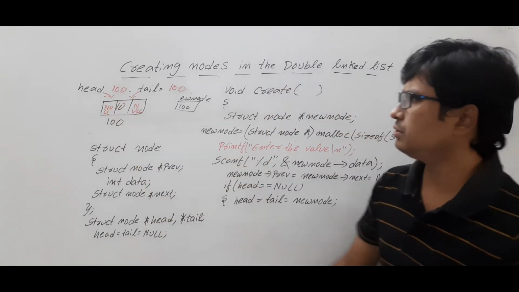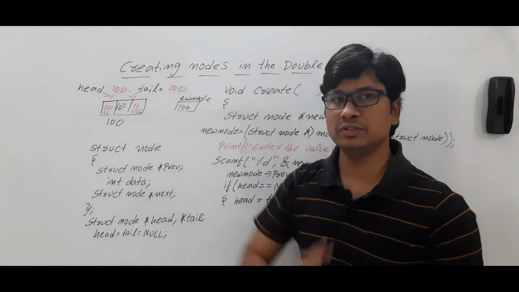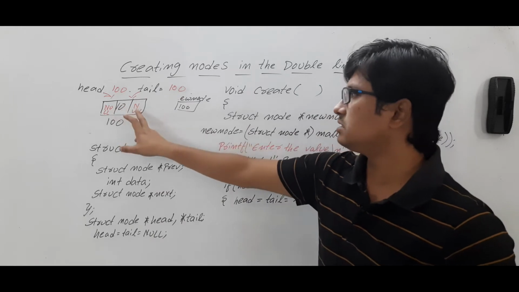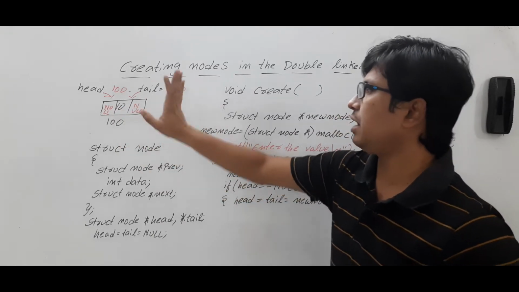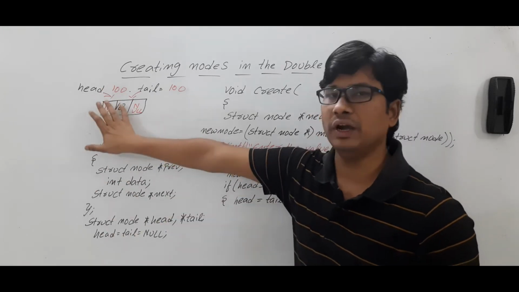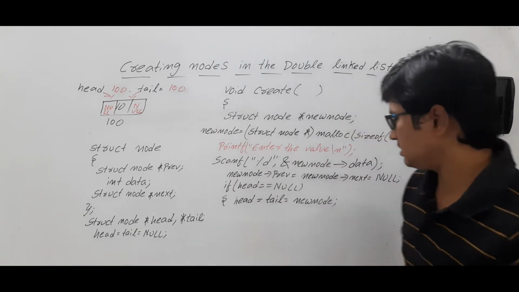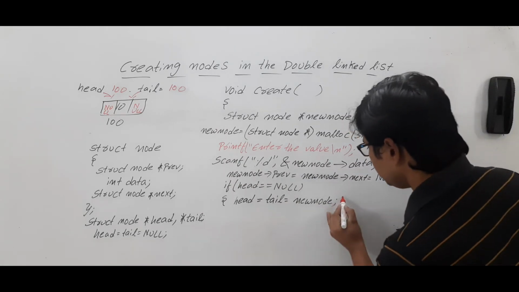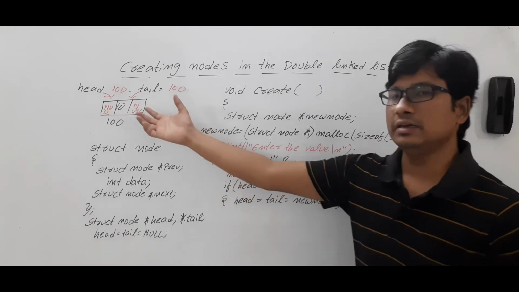Anything else we have to do? Address of the previous node. As it is the first node, the address of the previous node will be null, and as it is the last node, the address of the next node is still null. So this we have done. We have successfully created one node and inserted it into the linked list. Is it clear? Anything else we need to do? No, nothing. Is it clear?